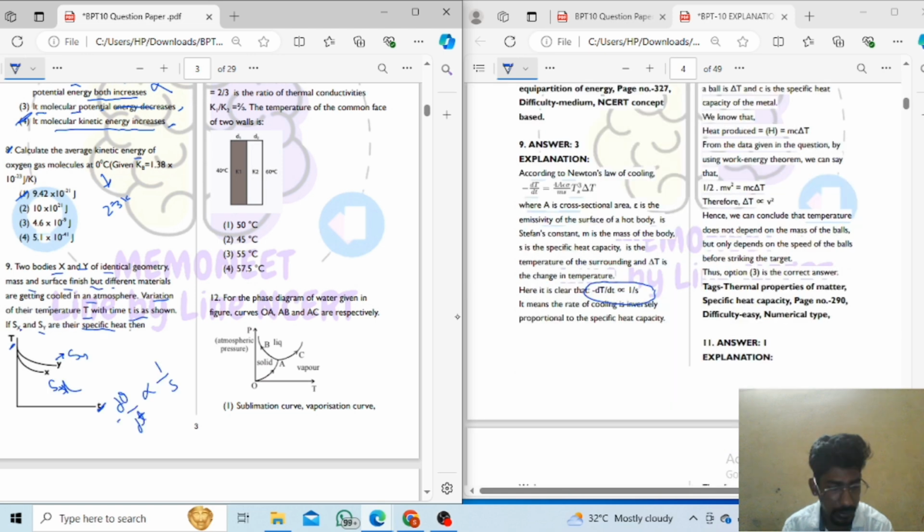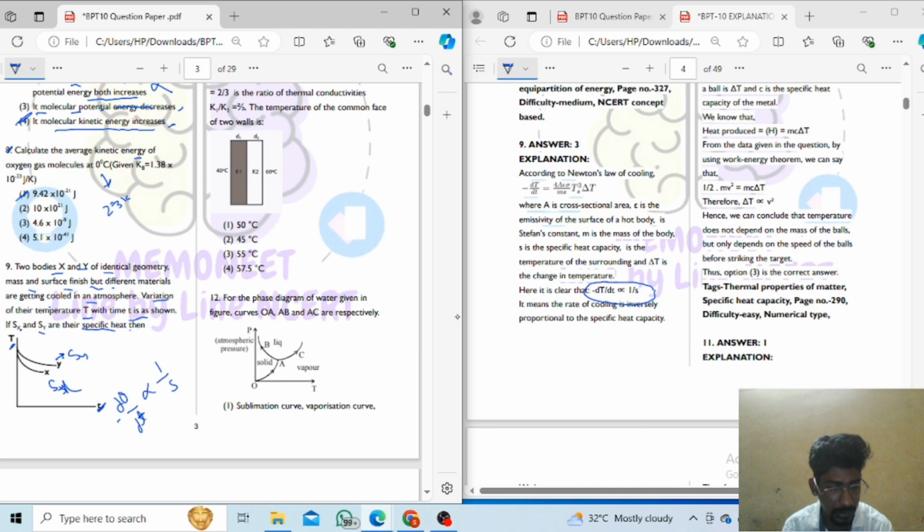Okay, simple. In this given graph, the slope of X is greater than the slope of Y. Therefore, the specific heat of Y will be greater than the specific heat of X. Here I already told you the same thing: slope of X is greater than slope of Y, so the specific heat of Y is greater than that of X. A simple analysis of the graph, we will do this.